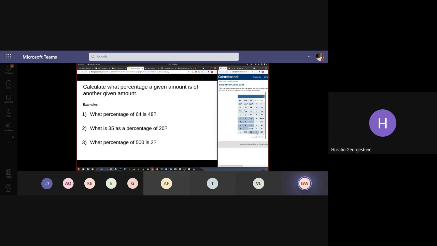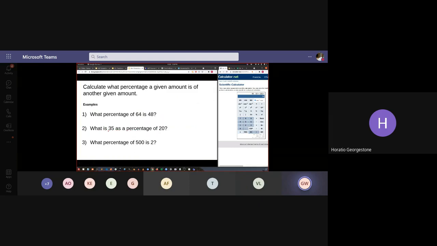So 48 over 64. Now your calculator would probably pop up with a fraction, 3/4. It doesn't really matter if it shows a fraction or a decimal. We just times it by 100 and we get it as a percentage, so 75%. Now, when you calculate a percentage, you have to remember to write down the percent symbol, because the calculator isn't going to show percent. It doesn't know that you're calculating a percentage. It just thinks you're doing 48 over 64 times 100.